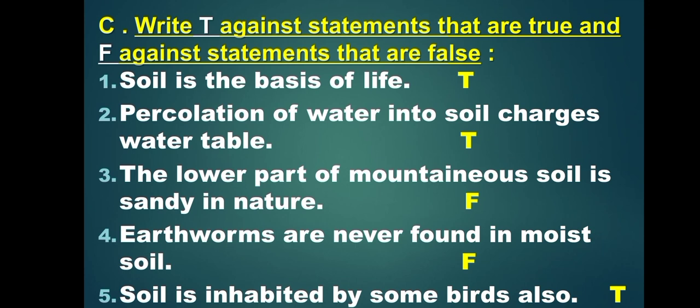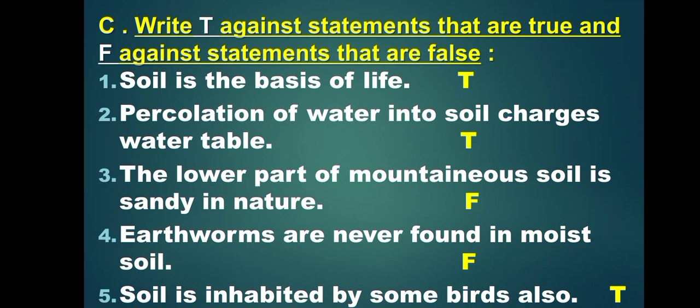So children, we have already learned, when we learned about the mountain soil, we saw that the lower part of the mountainous soil is usually calcareous in nature. So you can understand that this statement is wrong. So we have to write F for this statement.